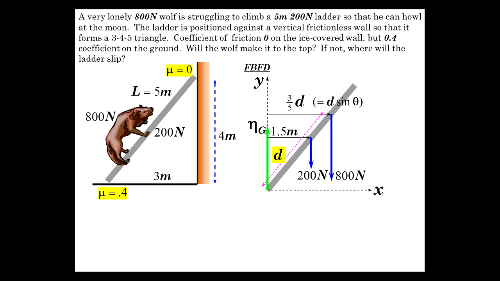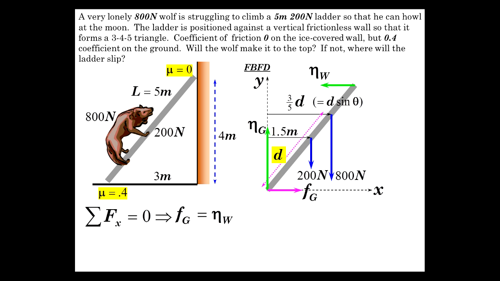Now we have the normal from the ground pushing upward, the friction from the ground pushing to the right, and the wall shoving to the left. But because there's no friction over here, there's not going to be any vertical force of the wall against the ladder, which is the important thing. So I think I have the free body fully specified here with all the forces.